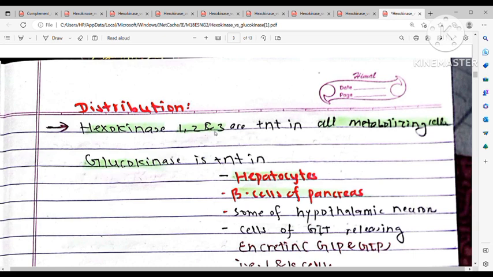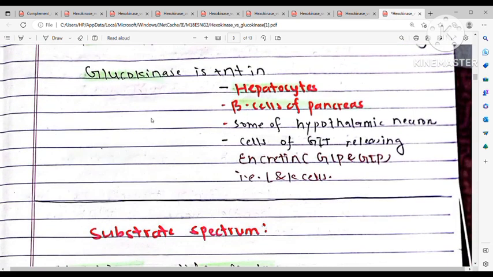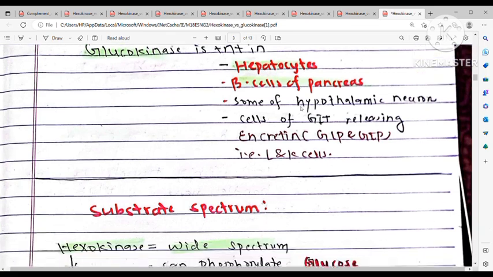Hexokinase 1, 2 and 3 are present in all metabolizing cells. But hexokinase 4, that is glucokinase, is present where there is an L. In glucokinase there is an L, so hepatocytes, that is liver. Hypothalamus, here is L, and K cells of the GIT, and beta cells of the pancreas, this is like L.